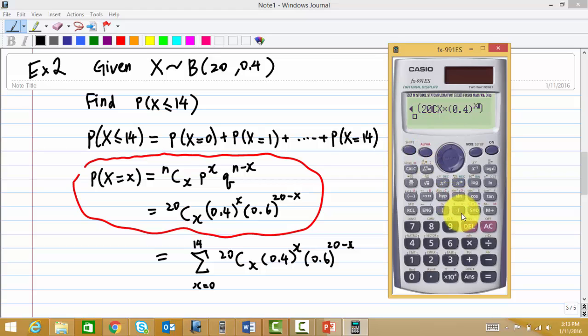alpha x, move down, times 0.6 power 20 minus alpha x, then move down, where x starts from 0 all the way to 14, and then press equal. It's 0.99838 or 0.9984.